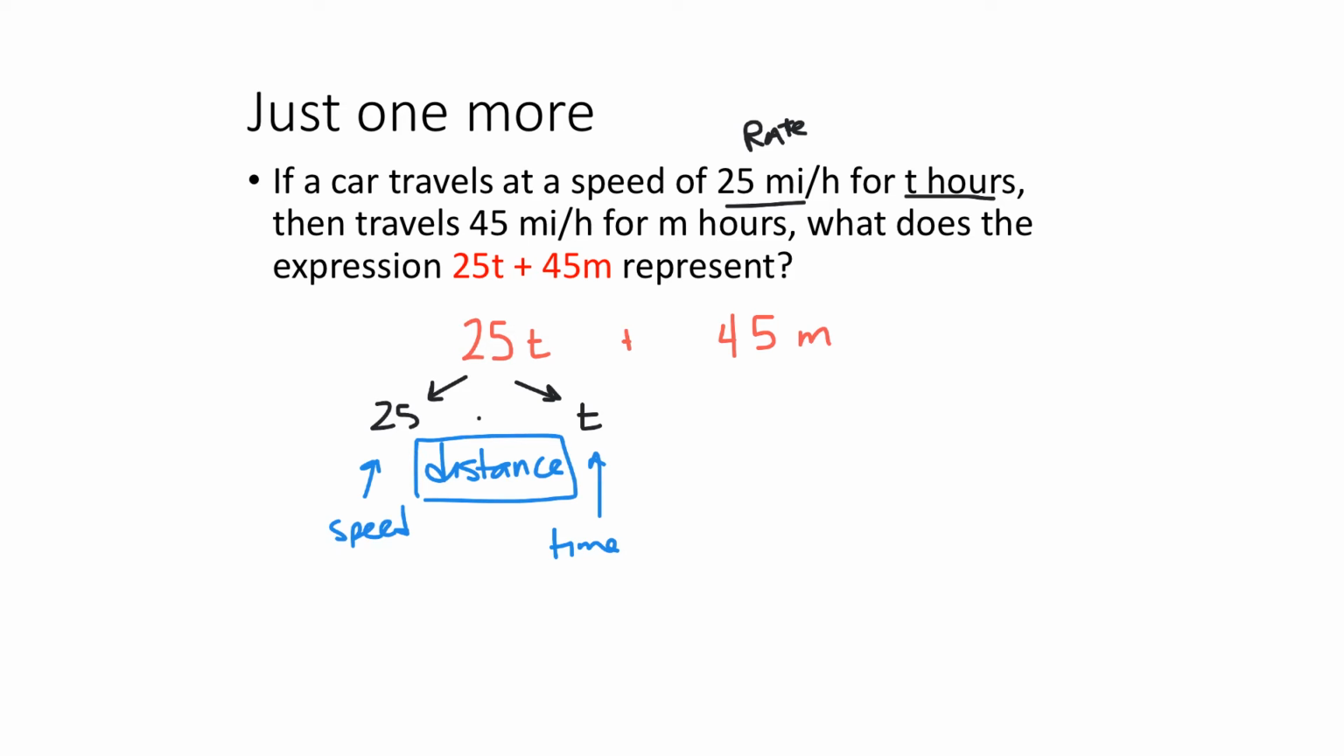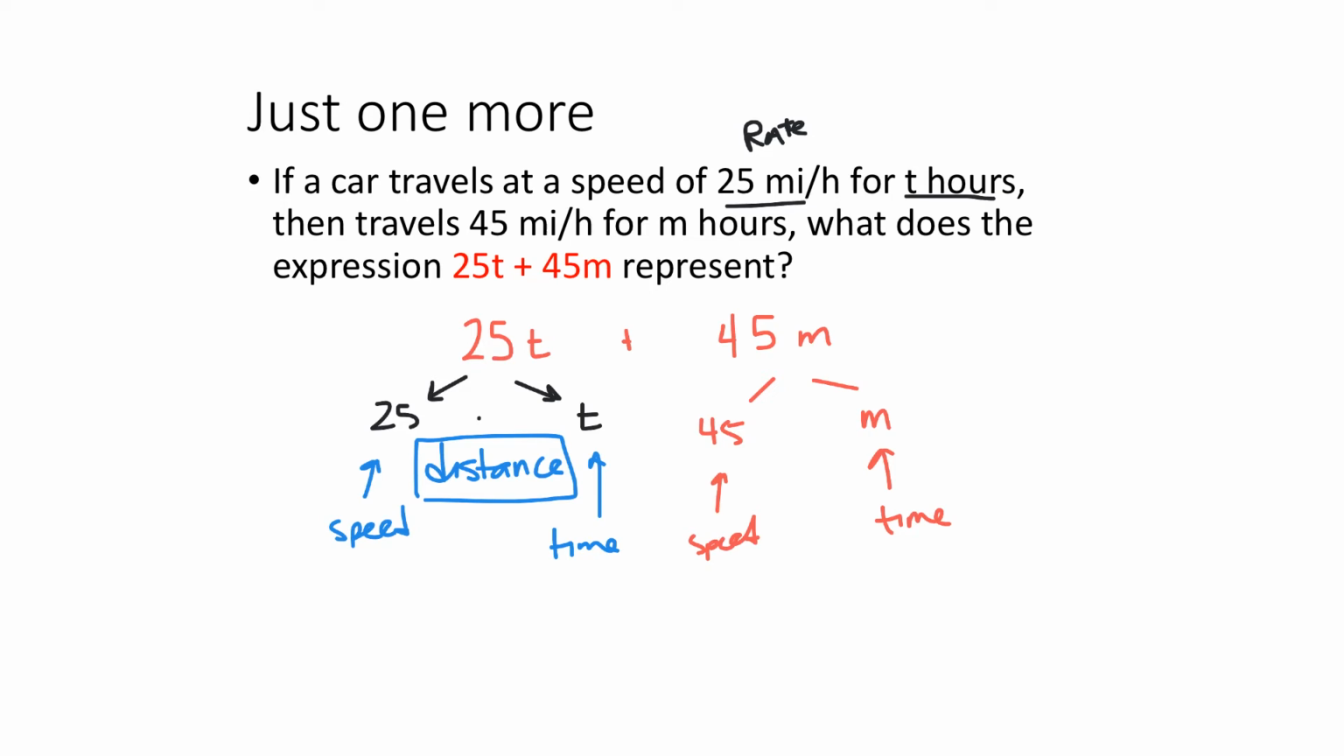We break apart 45m, and the same thing happens. We get a speed of 45. That's how fast I traveled. That's the thing that's remaining constant, not the thing that's changing. I'm telling you that my constant speed is going to be 45. What changes, though, is how much time I'm going to spend driving at that speed, and that's represented by the other variable, m.